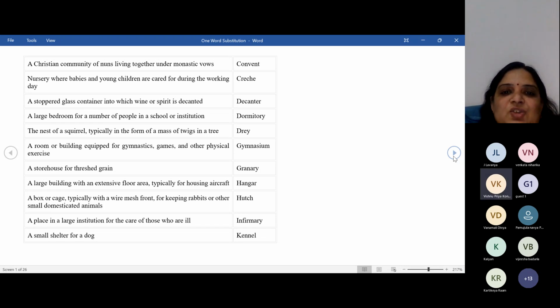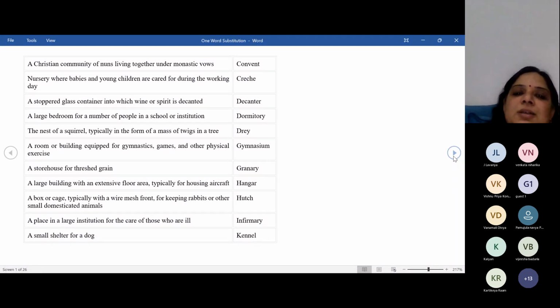That's called a dray. Even I didn't know this. This is a new thing for me also. A room or building equipped for gymnastics, games, and other physical exercises. You've heard about this, right? Gymnasium. It's actually, we say, I'll go to this gym. Gym is a shorter form of gymnasium.